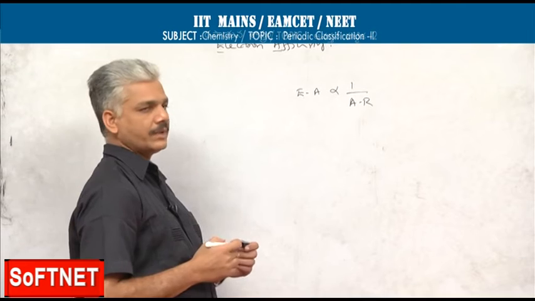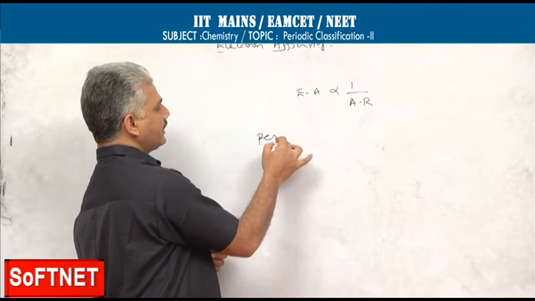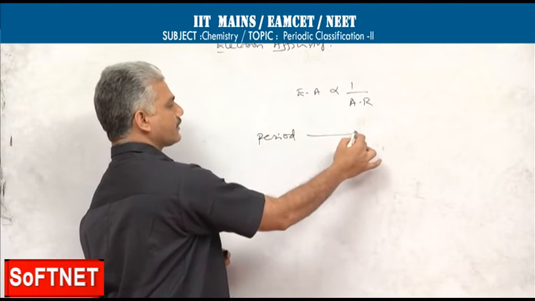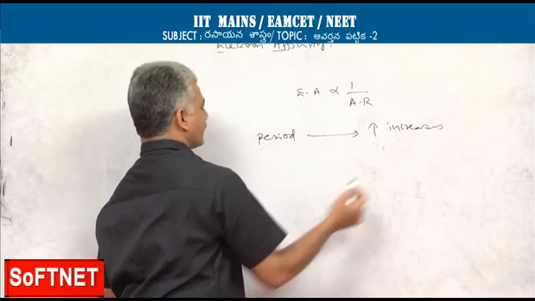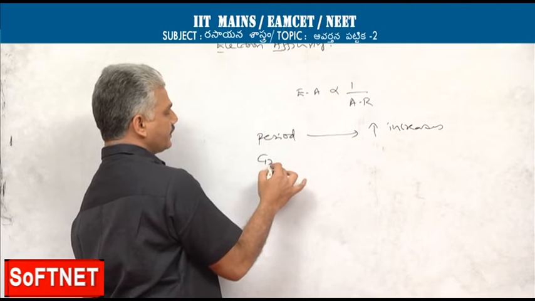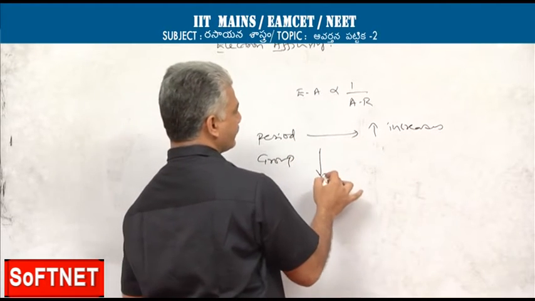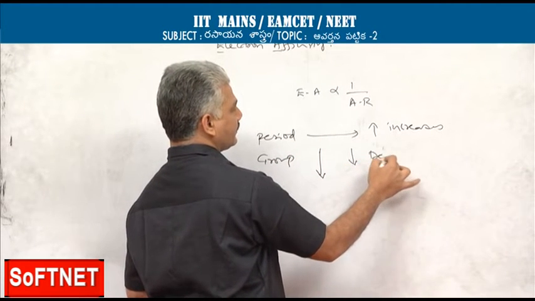Hence, along a period, the electron affinity value increases, and down the group the value decreases.